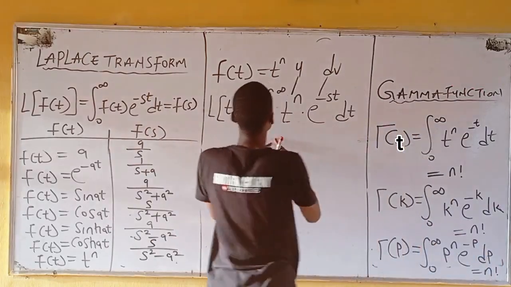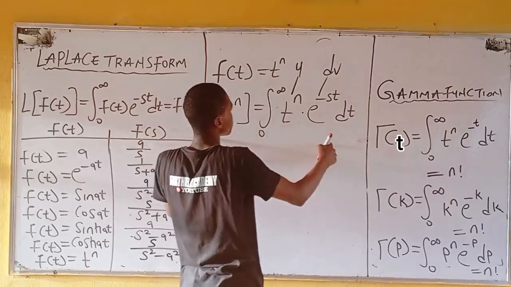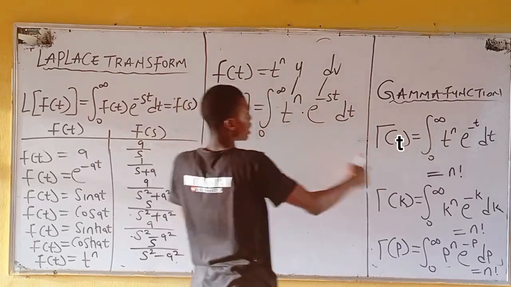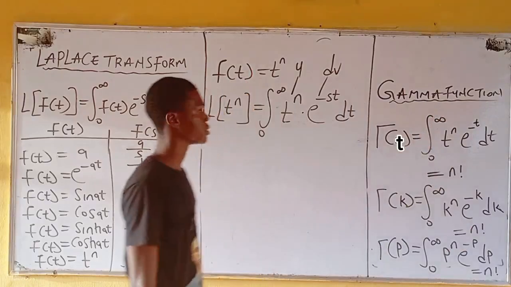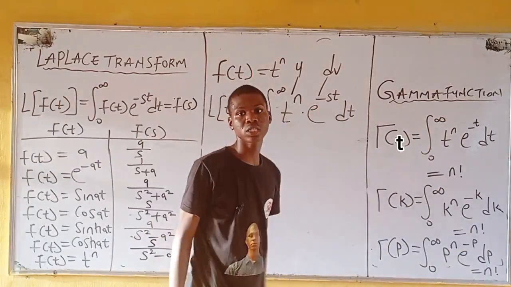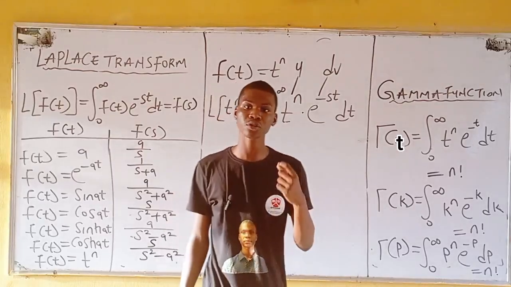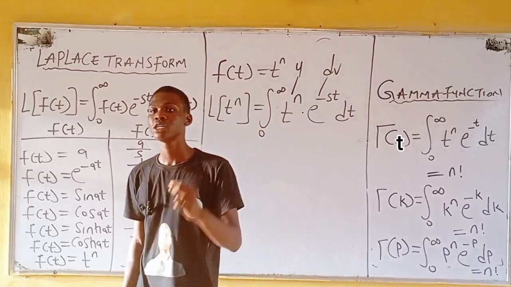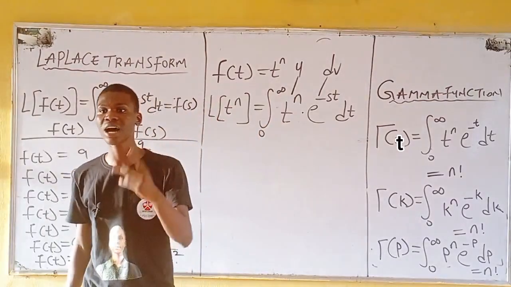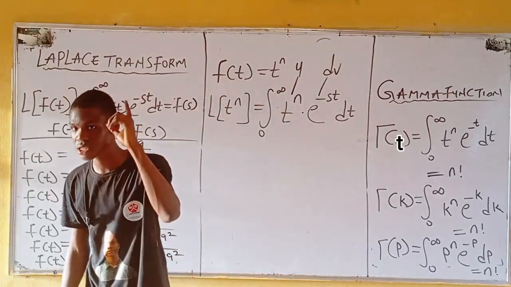Now check what we have here. What is the difference between this Laplace transform of t raised to the power of n and this gamma function? The difference is the power of the exponential. Meaning that the gamma function works if the power of the exponential has just a single variable.